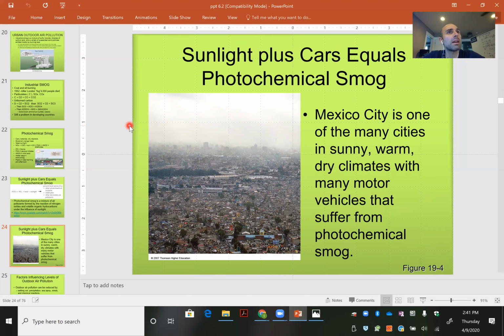Moving on, sunlight plus cars equals photochemical smog. We will talk about Mexico City in the next video, how it's considered to be a bowl. It has mountains on both sides, and it's essentially a valley. And the bad thing about this is the air is stuck there. It's trapped there. And as a result, photochemical smog forms. Mexico City is one of many cities in sunny, warm, and dry climates with many motor vehicles that suffer from an influx in photochemical smog. And you can see it right from the diagram there. It has that hazy, brownish color, and it pretty much engulfs the entire city.